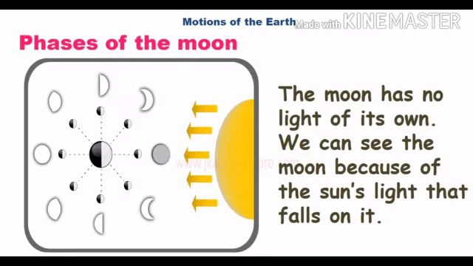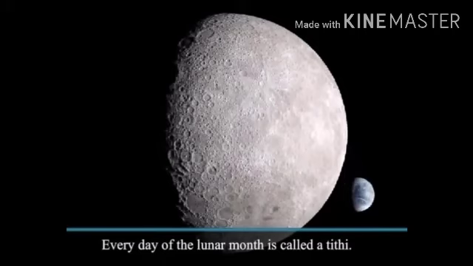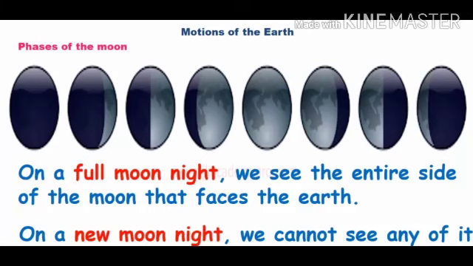Let's revise once again. Phases of the moon. The moon has no light of its own. We can see the moon because of the sun's light that falls on it. Every day of the lunar month is called a tithi. On a full moon night, we see the entire side of the moon that faces the earth. On a new moon night, we cannot see any of it.